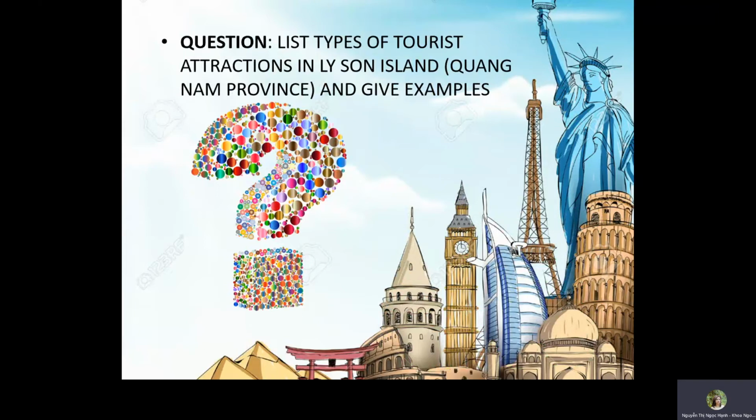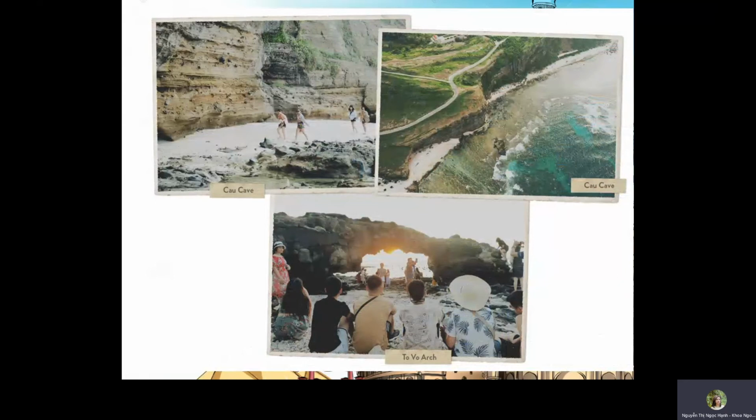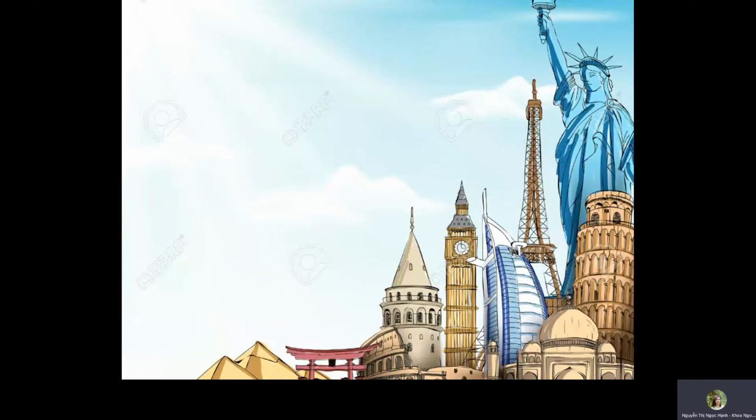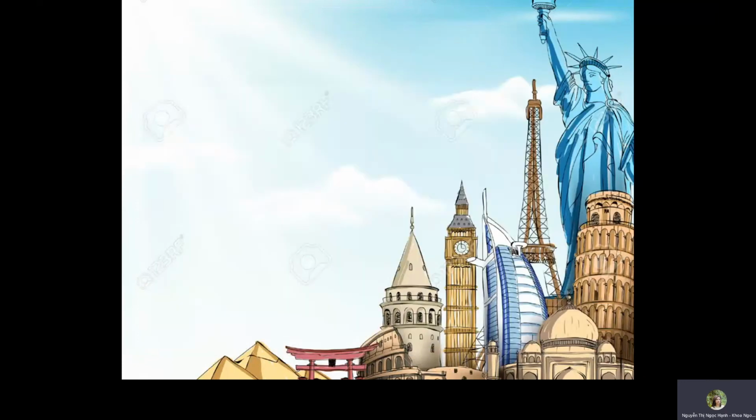Okay, time's up, everyone. Okay, you got the answer, right? So I've got the answer from group A. Okay, and also group B. Yes, okay, right. So now here are my answers, right? So we have Cầu Cave and Tò Vò Arch, right? So they are natural attractions, right? Natural attractions, yes. And volcanic crater, right? Volcanic crater, and it's also a natural attraction.